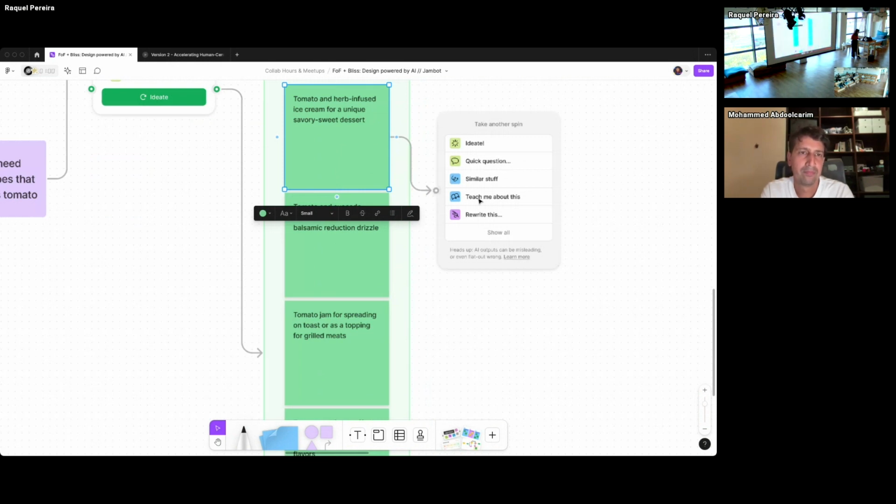And eventually it will give me other similar recipes based on this one. As you can see, this is dynamic, so I can ask a quick question, like, is balsamic good? I don't know, something like this. And eventually it gives you an answer. Probably balsamic is not a good one to make, but you can even ask it to teach me about this, and then it will give you all the information about balsamic. So as you can see, you have multiple functionalities.